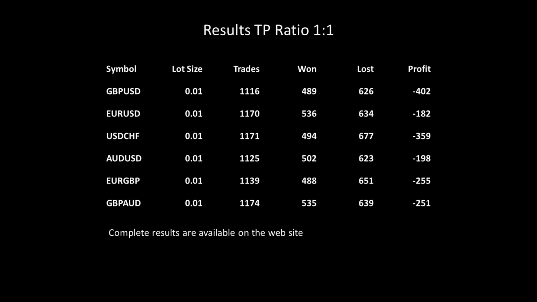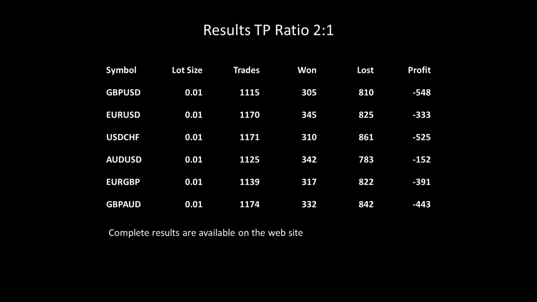Let me go to the results for the take profit ratio 2-to-1. For the take profit ratio of 2-to-1, we've got the same number of trades, although I do note that the GBP USD changed. I'm not quite sure why that is, but it's one trade, and I don't think that's a significant impact on the results.